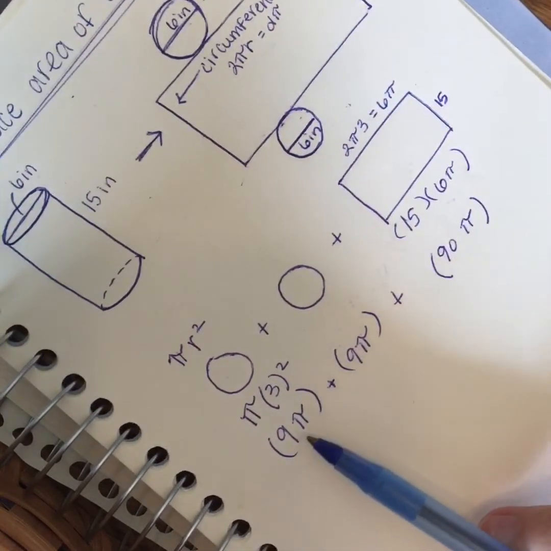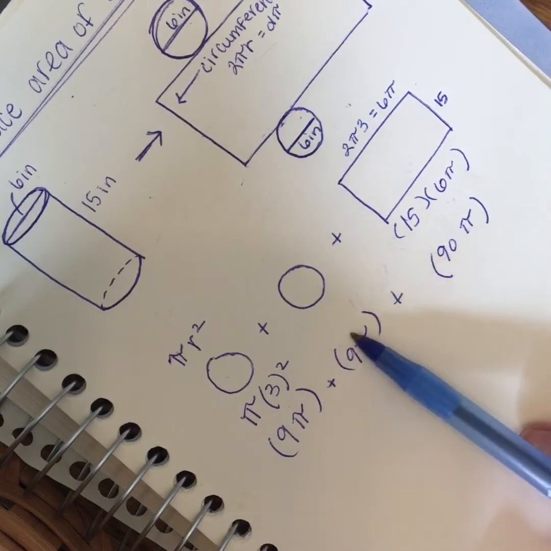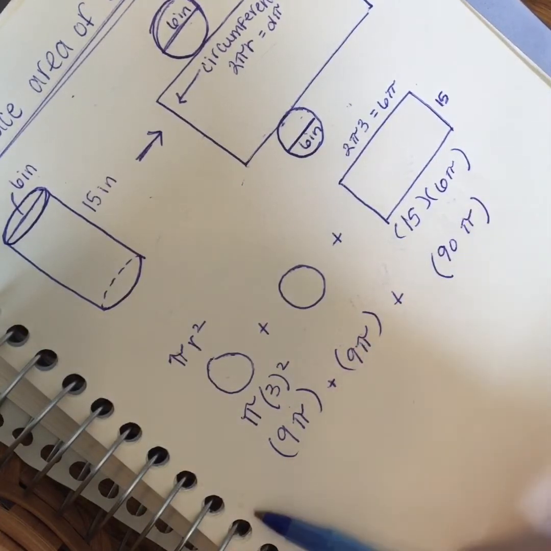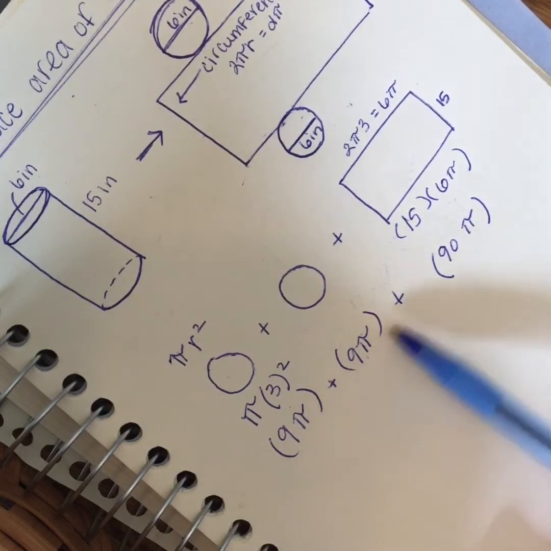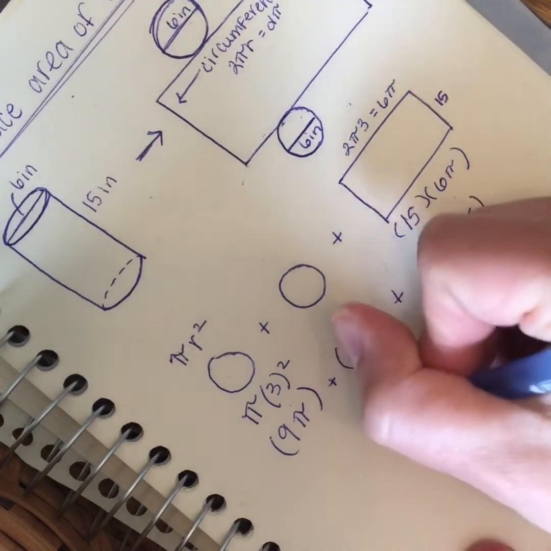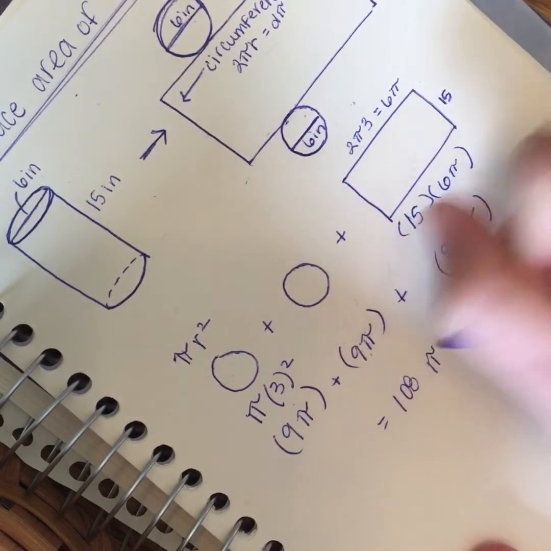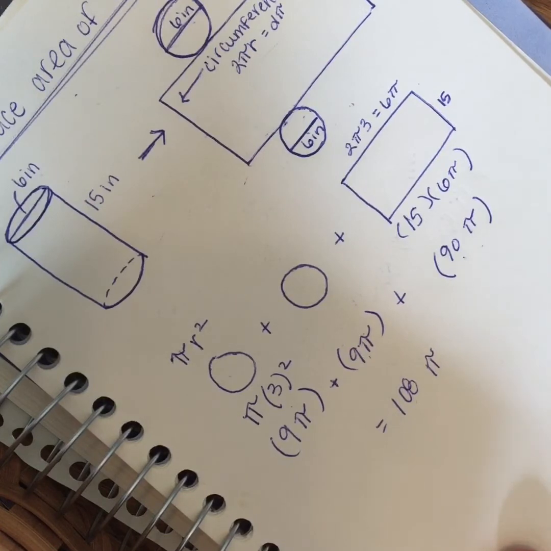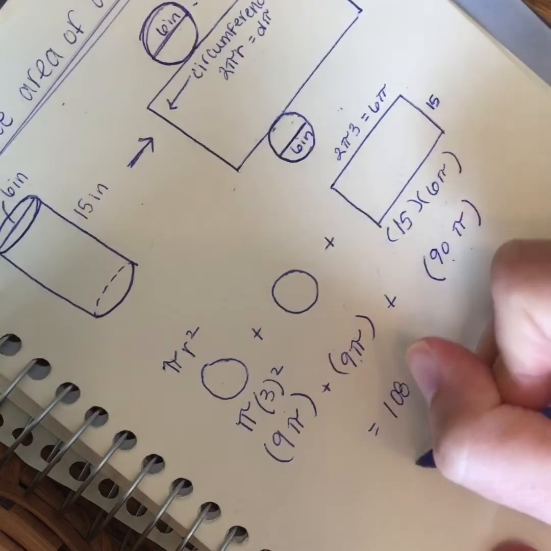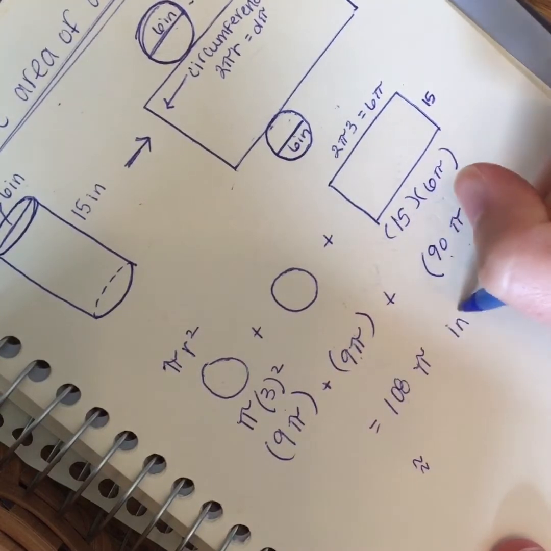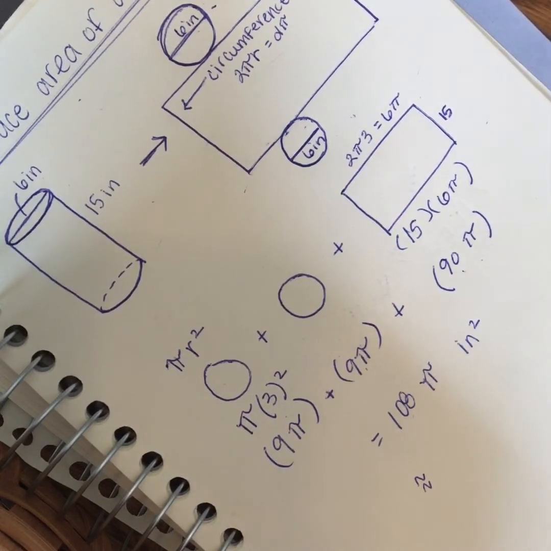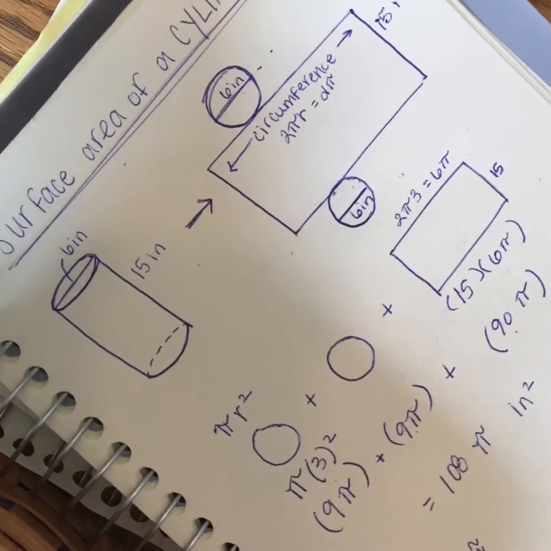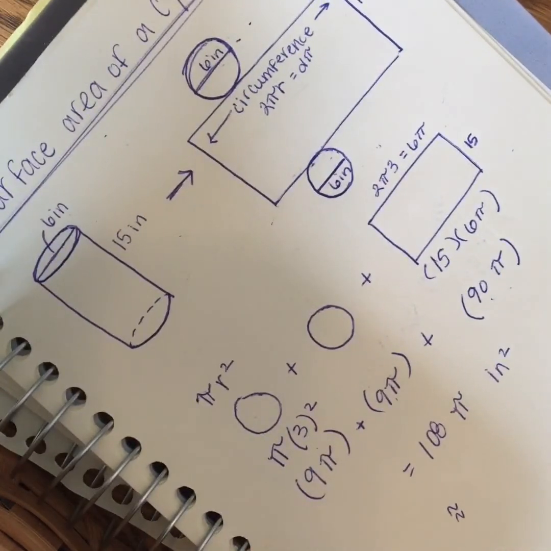So we're going to take our circle plus another circle plus our rectangle, and you can just add all these up. 9 plus 9 is 18, so that would be 108 pi. And I will go ahead and approximate that for you and write it right here. And then I'll go ahead and take a picture of this so that you can screenshot it and have it in your notes. I'll also add some little helpful hints along the side so that you can have a complete notes page on how to find the surface area of a cylinder.